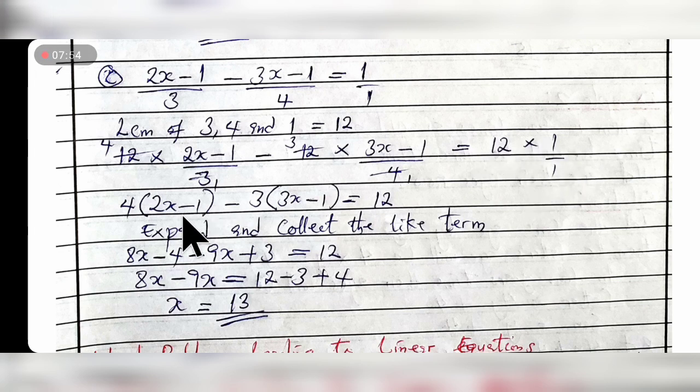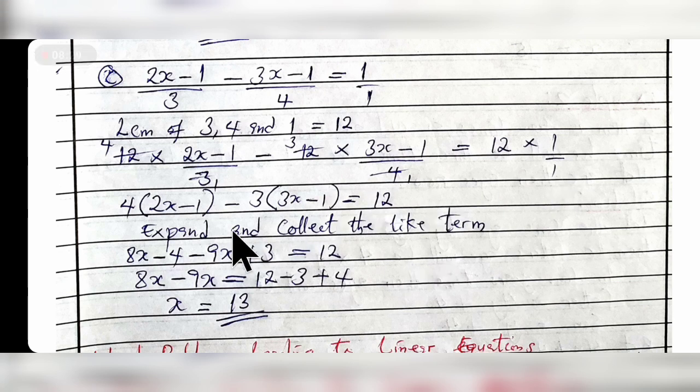Then by the time you have this, you discover that you can reduce them now. 3 into 3 is 1. 3 into 12 is 4. 4 into 4 is 1. 4 into 12 is 3, which is equal to 12 multiplied by 1 over 1. So you are left with 4 multiplied by the whole of this, and that's what we brought down here, minus 3 multiplied by the whole of this is what we brought down here, equals 12, because 12 times 1 over 1 is still 12.